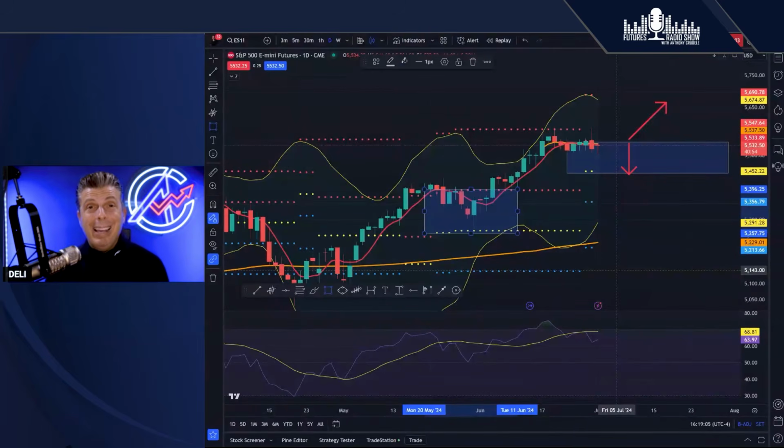And anytime I'm going against a primary trend, which has been very strong and bullish, why do I want to be in with a full position with E-mini S&Ps?